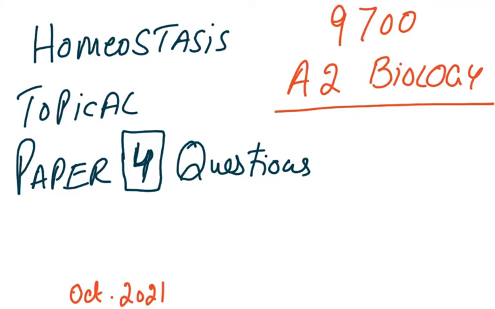This is 9700 A2 Biology. Bismillah Rahman Rahim. We start on the topical questions on the A2 chapter of Homeostasis, which is the third chapter in the syllabus.